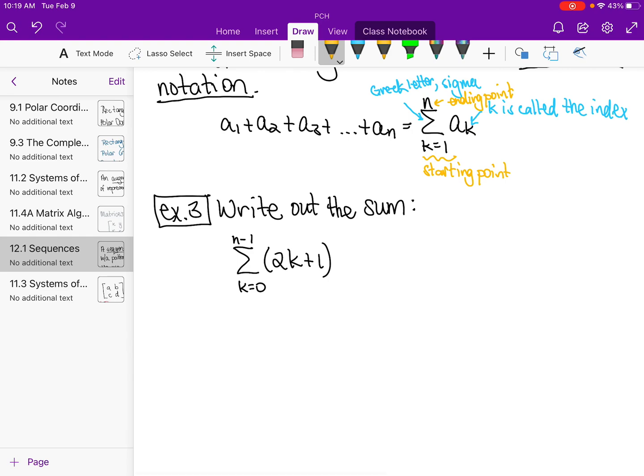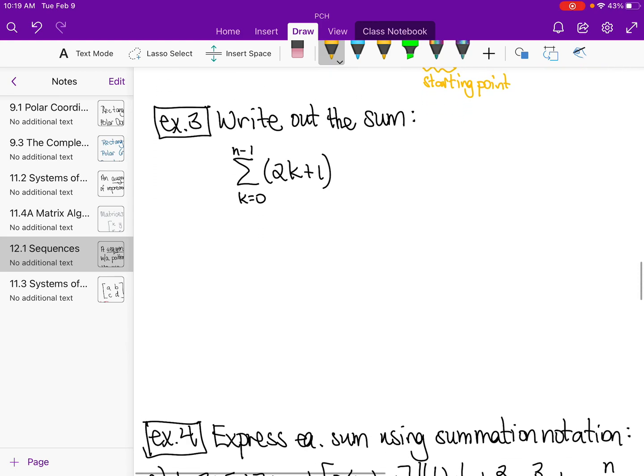The weird looking E thing is a Greek letter called sigma. You might recognize it if you've ever watched a movie that involved fraternities or anything like that. The K is called the index. J is another very common index, as well as I. The bottom underneath the sigma tells me where to start, and the top tells me where to end. So let's just demystify this. This looks all scary, but let's demystify it.